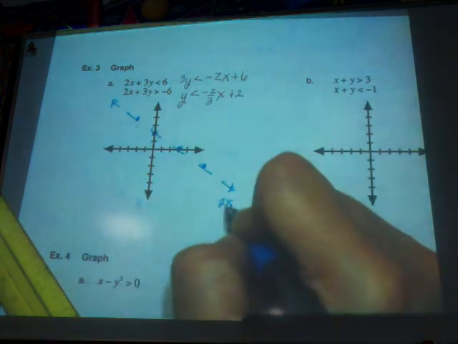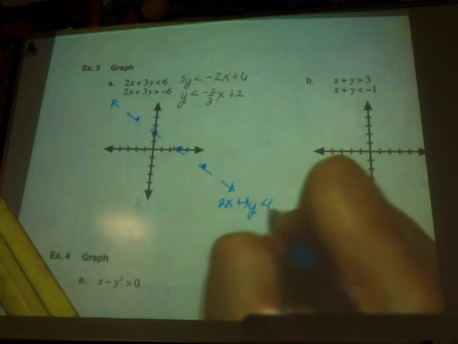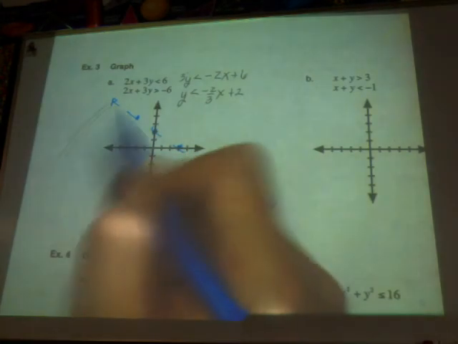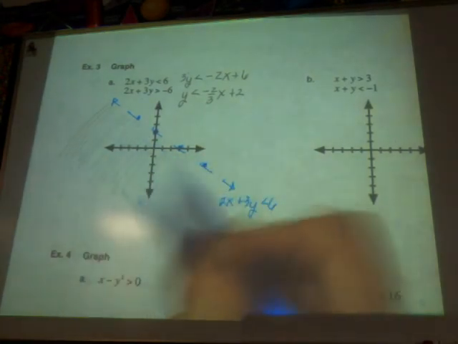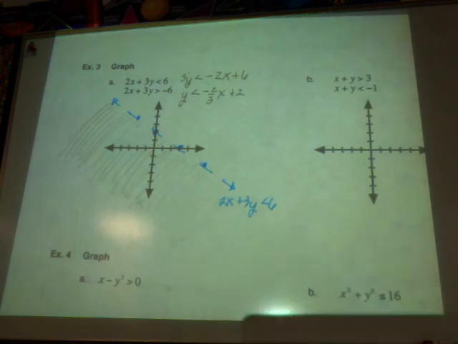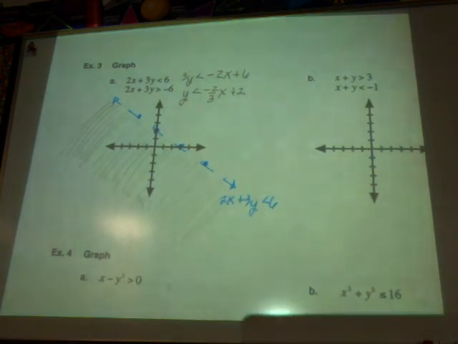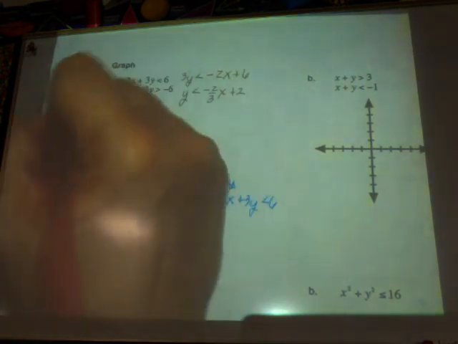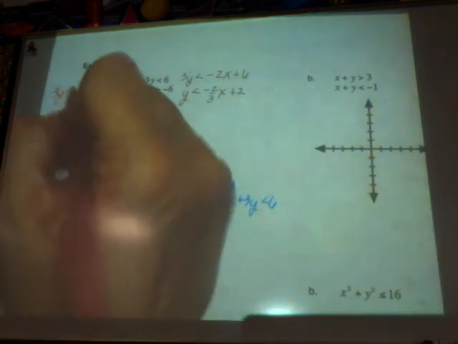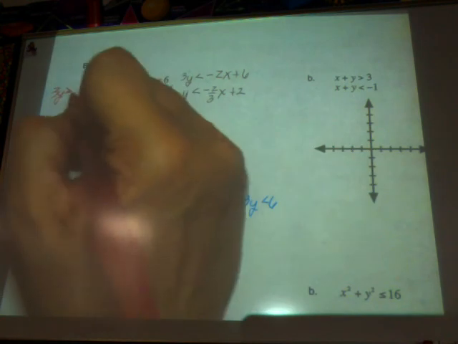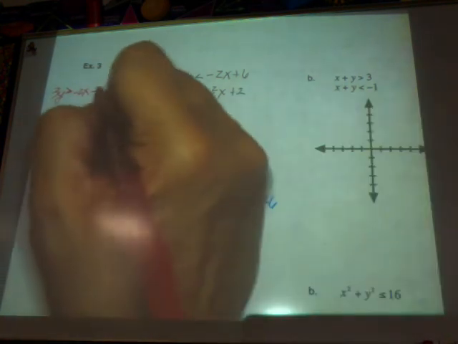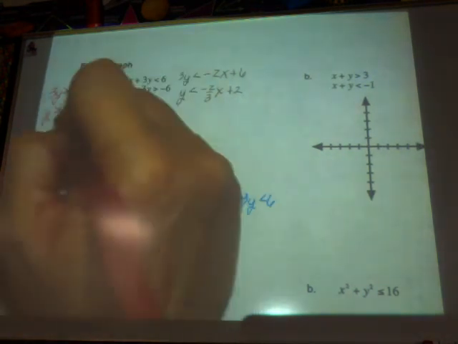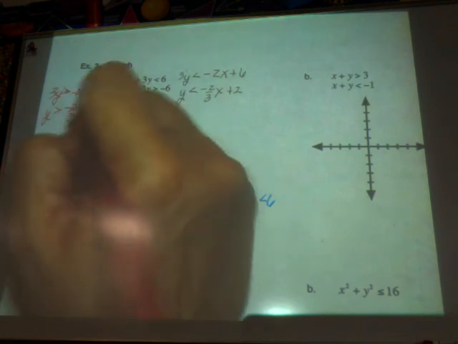And so this one is 2x plus 3y is less than 6. This is less than, so my shading is below. Then, this line over here, we're going to solve the same way. I'm going to keep 3y, but move the 2x by subtracting it. So 3y is greater than negative 2x minus 6. Same thing happens when I divide everything by 3. I get y is greater than negative 2/3 x minus 2.